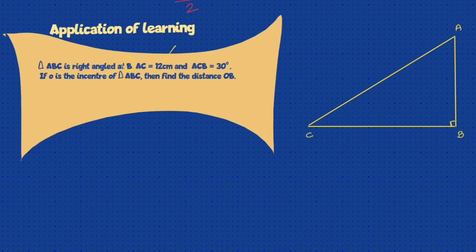Then what? AC is 12. Okay, so the hypotenuse AC is 12. I'll write it there. Then given angle ACB is 30, so I'll make ACB as 30. That is also clear. Incenter: O is the incenter, so first I'll draw an incircle for that. O will be the incenter.